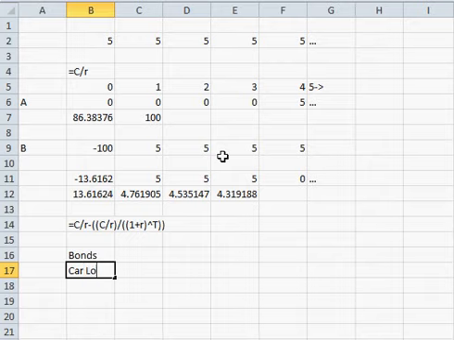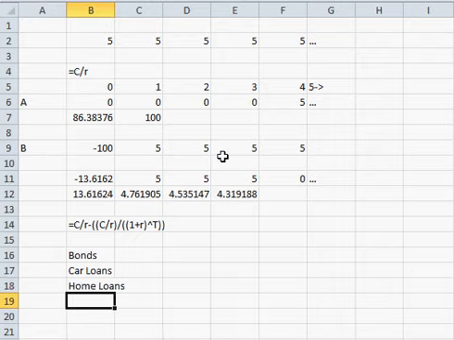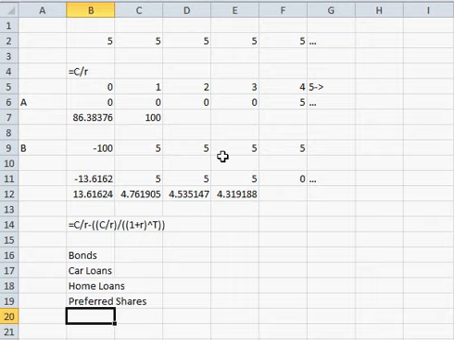Car loans. You pay a certain amount of payment until you're done. There's no lump sum payment at the end, so the payments have to be enough to pay off the principal. Home loans. I mean, just about any kind of consumer loan. Preferred stock looks like this. They pay a dividend of a certain amount forever unless the company elects not to pay it.